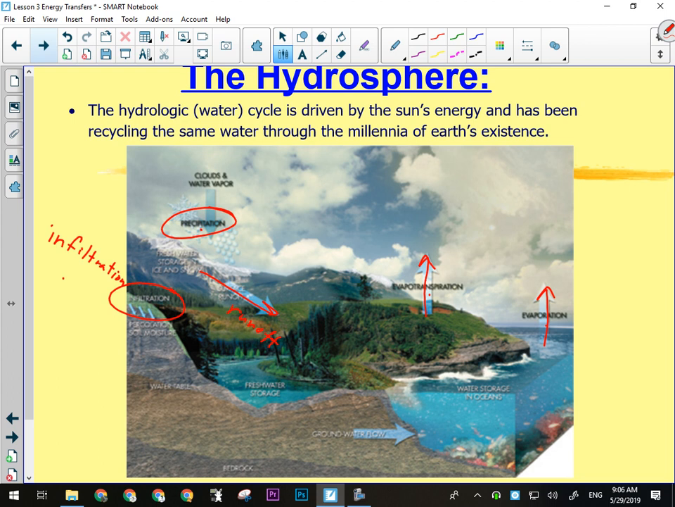All right, so the big thing you need to get out of the water cycle in grade 10 is not just the processes, but how energy is involved in making that work.